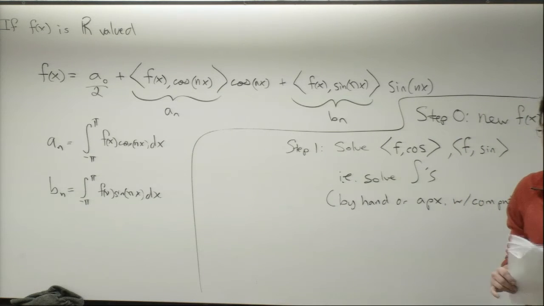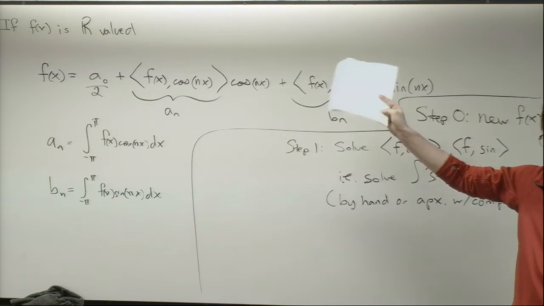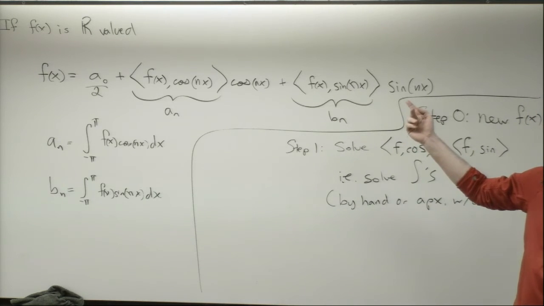Okay, so maybe a better question is, why would we want to do this? This seems like a huge hassle. I have a function f of x. Let's say it's x squared. Why would I ever want to write it in sines and cosines?